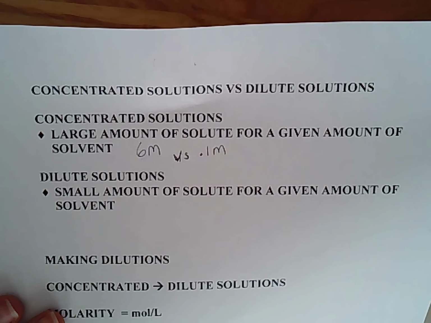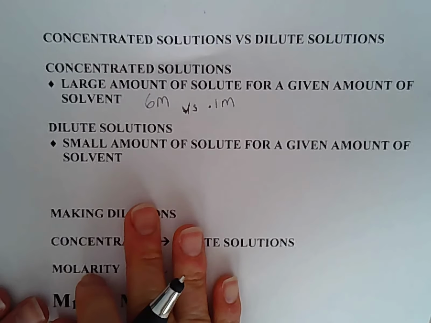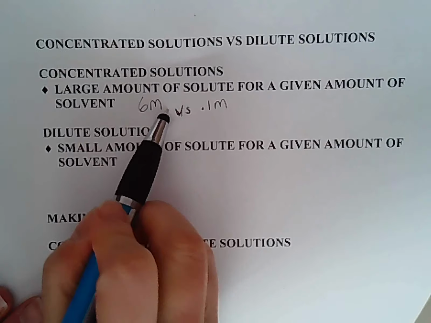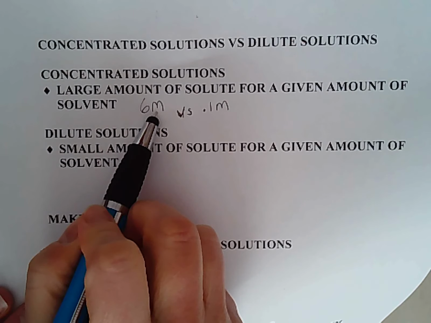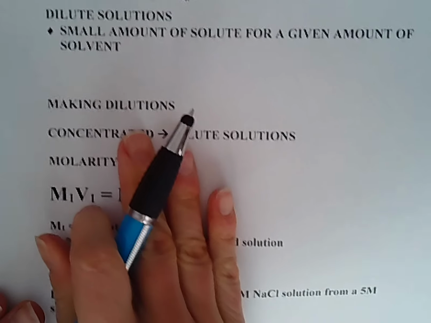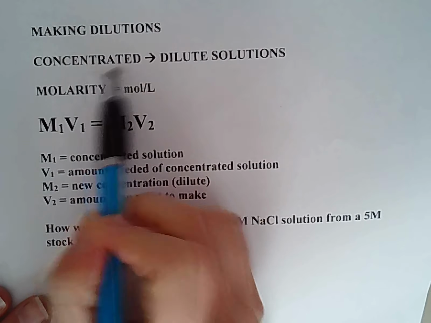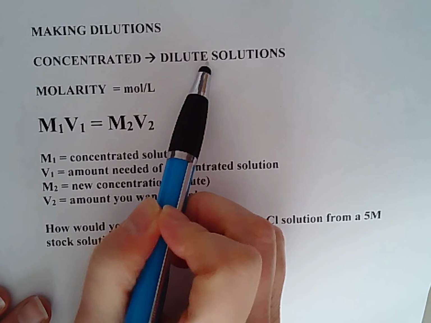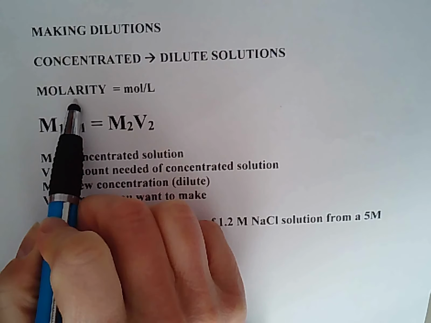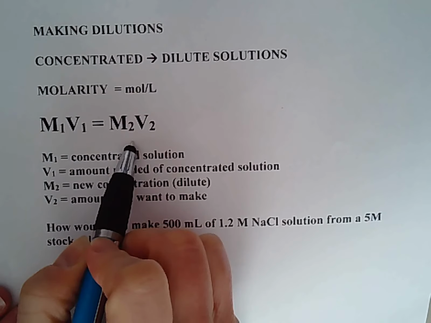And if you watch the previous videos on molarity, you will understand what big M means. So when we have a concentrated solution, we could easily take a 6 molar and put it in a new container and dilute it down to 0.1. In order to make a dilution, we are always going to be going from a concentrated solution to a dilute solution. We already know a unit called molarity, which is moles over liters, and we're going to use this expression here to do a dilution.